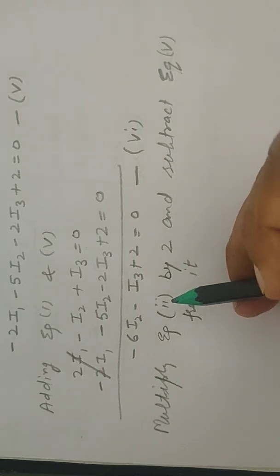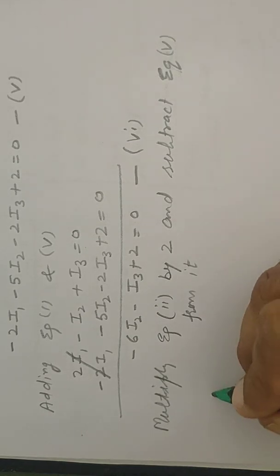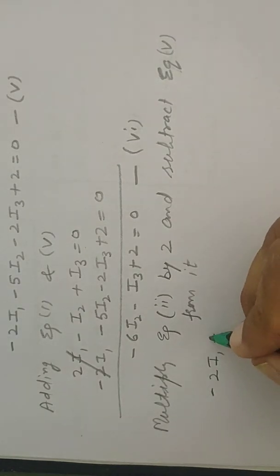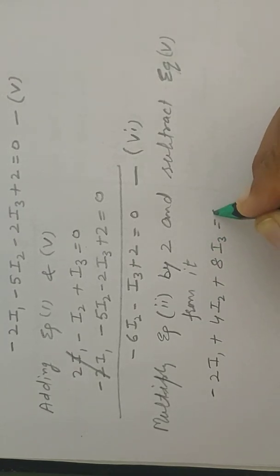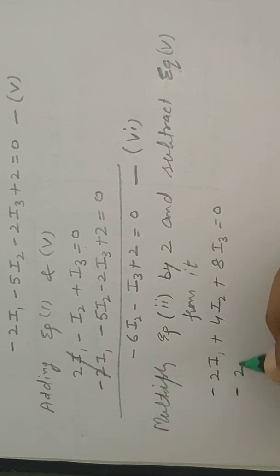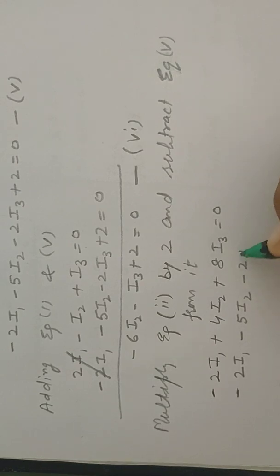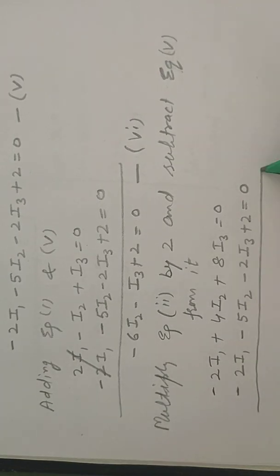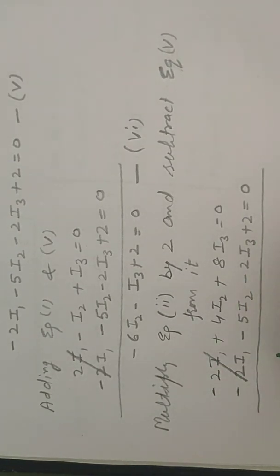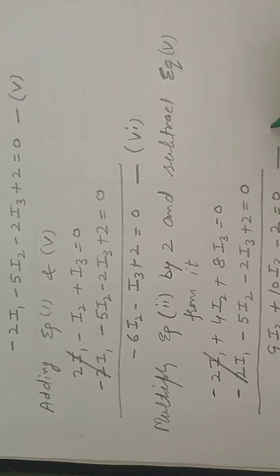Multiply equation second by 2 and subtract equation 5 from it. Minus 2 I1 plus 4 I2 plus 8 I3 equal to 0, and minus 2 I1 minus 5 I2 minus 2 I3 plus 2 equal to 0. Here we get 9 I2 plus 10 I3 minus 2 equal to 0. This is the equation number 7.